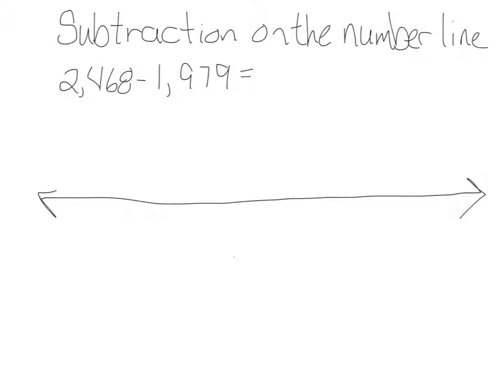Just like a normal number line, the smaller number should be on the left side, so 1,979. Let me fix that 7. And then the larger number should be on the right-hand side, so that would be 2,468. Basically what you're trying to do, and this is why it works really well with subtraction, is find the difference between these two numbers. That's what subtraction is, finding the difference. And you're actually going to be using addition to help you solve a subtraction problem.